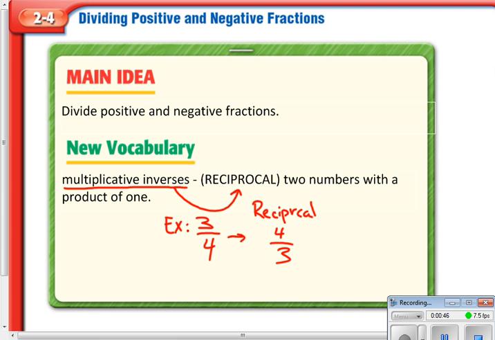Now if you had a negative number, let's say -2, well, you can make -2 a fraction. It would be -2 over 1. The reciprocal of -2 over 1 is -1/2. Notice how your numerator and denominator just switch places there.